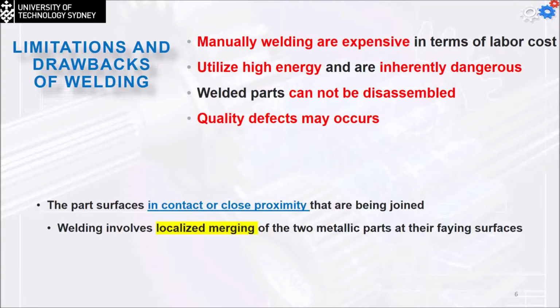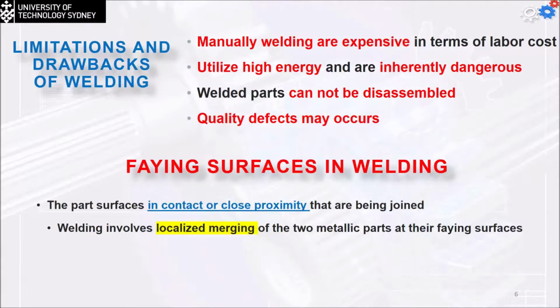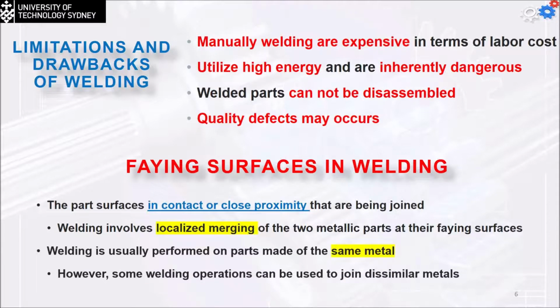The faying surfaces in welding are the mating surfaces. We have to put two surfaces together, then we start to weld them. So the part surfaces in contact or close proximity that are going to be joined are called the faying surfaces. Welding usually involves the localized merging of two surfaces or two mechanical parts at their mating surfaces. Welding is usually performed on parts made of the same metal, so steel to steel, cast iron to cast iron. But in certain cases, we can use dissimilar metals to be joined together.